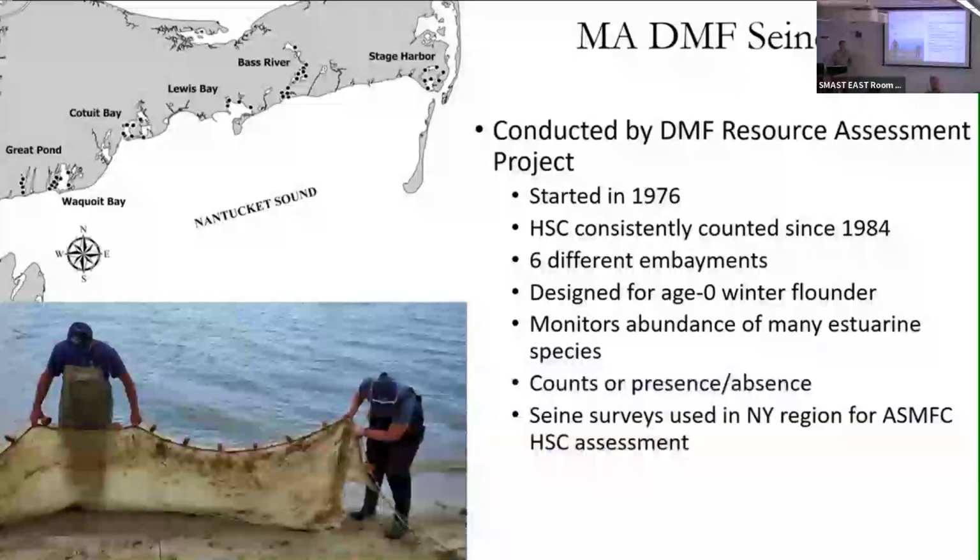It's designed for age 0 winter flounder. We also collect crab data too. It monitors abundance of many estuarine species, including some that eat horseshoe crab eggs, and collects counts or presence absence data. For horseshoe crabs, it's counts. The seine survey is used in the Southern New England stock region for the stock assessment for ASMFC.